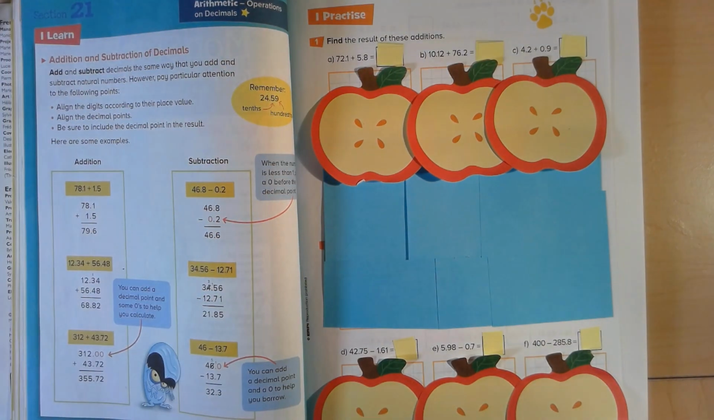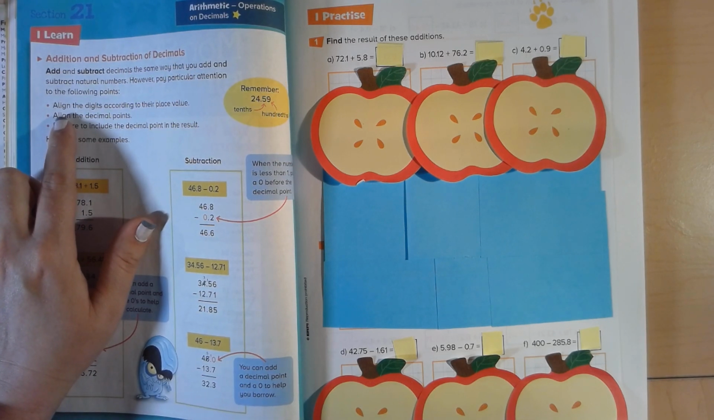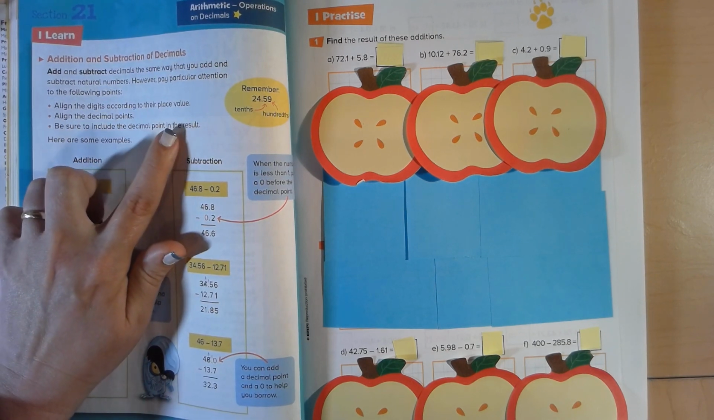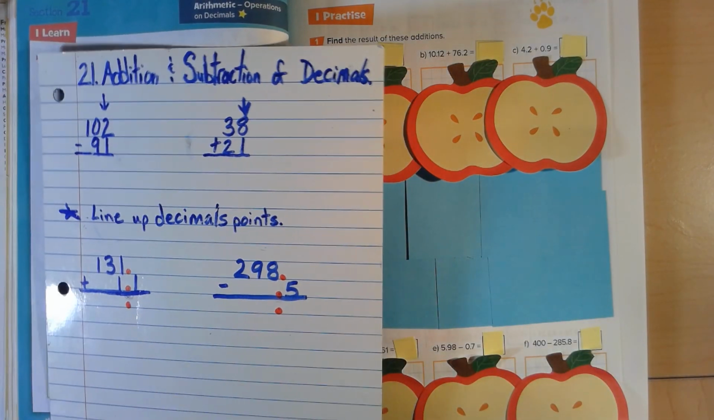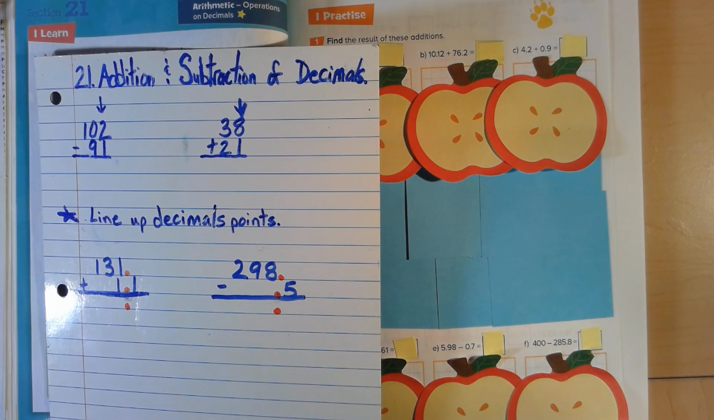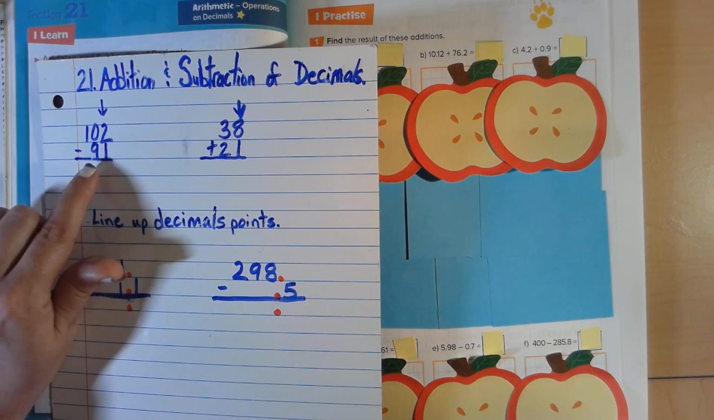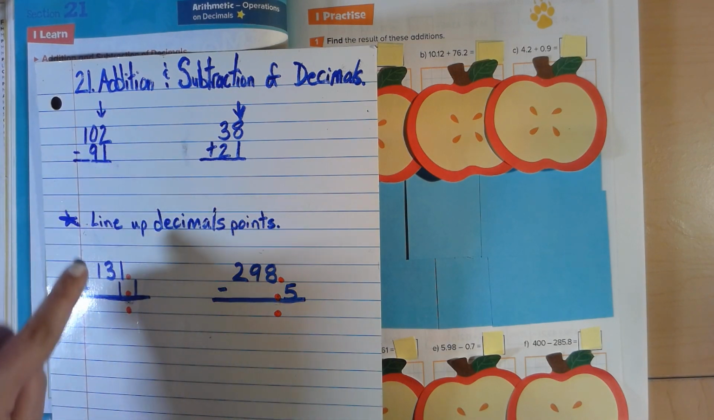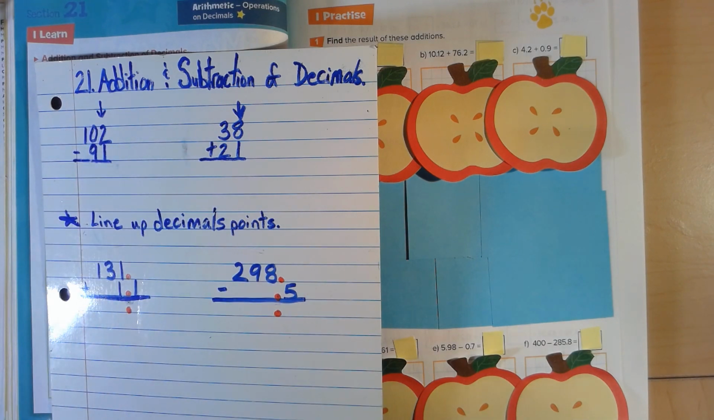So there's some things that we need to remember. When you're adding and subtracting decimals, you need to align the digits according to their place value. So here, if I was to ask you what 102 take away 91 was, you need to line up your ones column, your tens column, and your hundreds column.